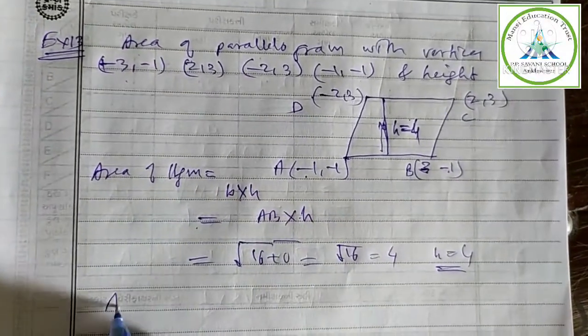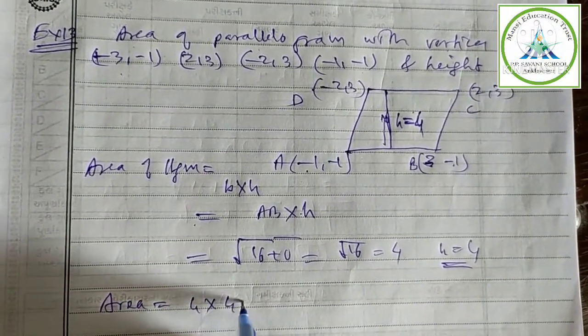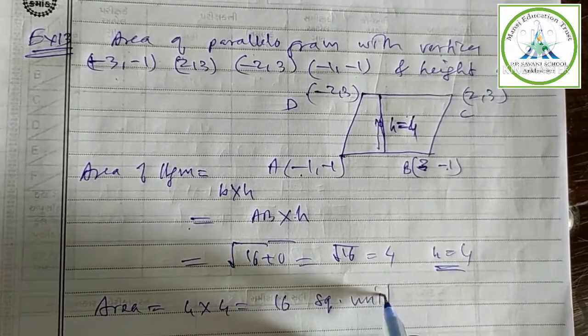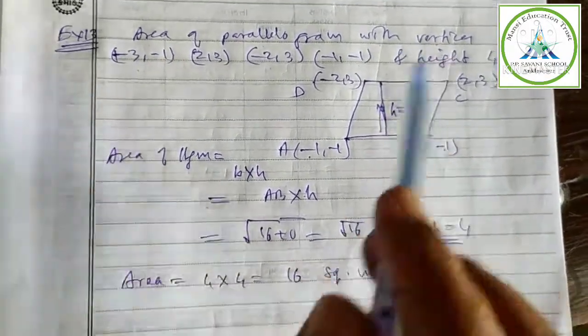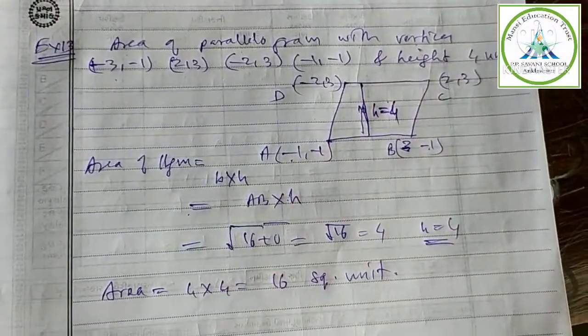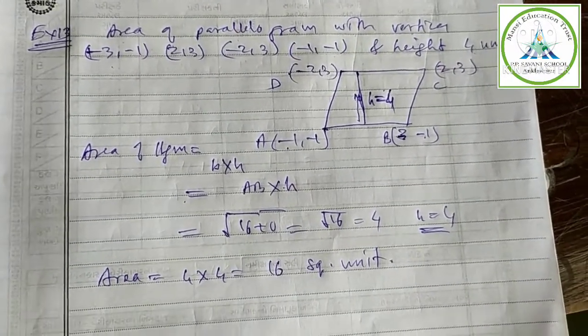And height H equal to 4. Put the value. Area equal to 4 multiplied by 4. That is 16 square units. So you may be given such an example. Okay, please understand. Now this is the end of exercise 7.2. I will make an assignment especially on this chapter to practice yourself. Okay, students.